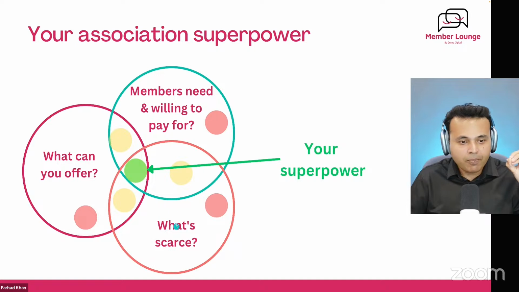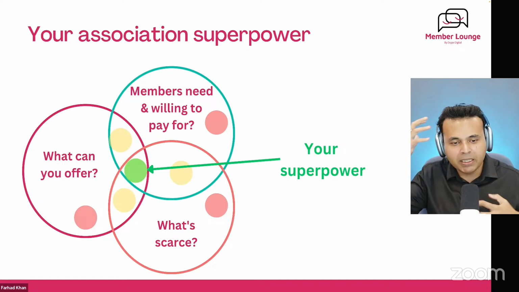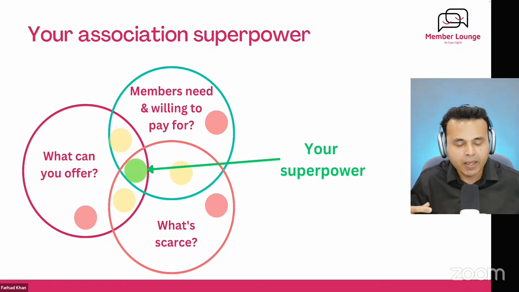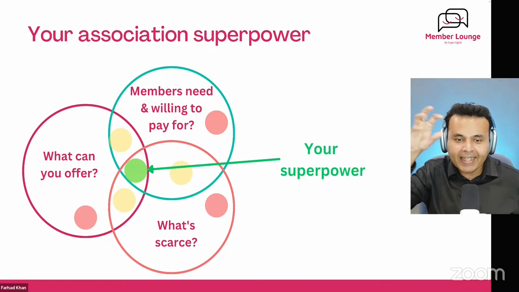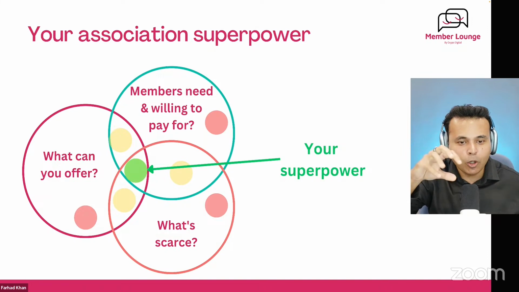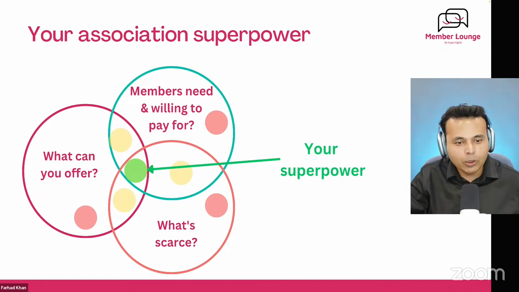And if the services that you have fall in the dead center of these three circles in the Venn diagram, that is your association superpower, right? So I want you to go back and take an inventory of all the services and benefits that you have at the association right now, and take each service and put them in different spots in this Venn diagram, right? You will see that the ones that you're having the most traction with are very likely in the dead center, your superpower.